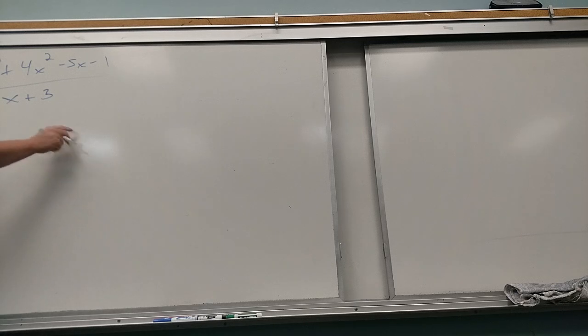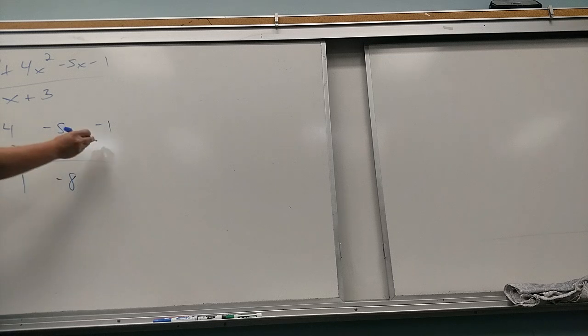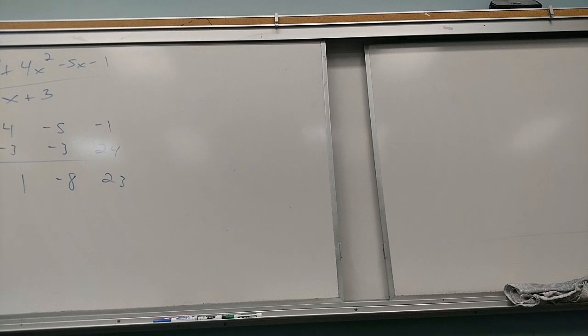And what goes here? 1, 4, -5. Beautiful. And then some people get lost on the first step. What gets me started? Bring down this guy. Bring down the 1. And then don't circle this. This doesn't mean a thing.